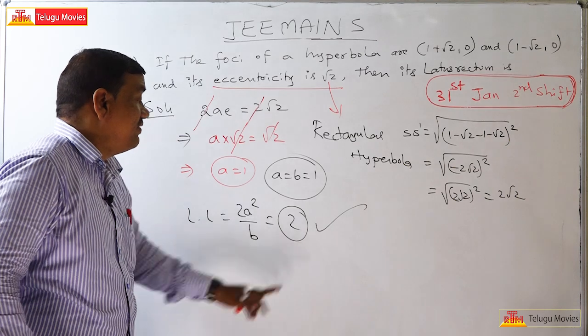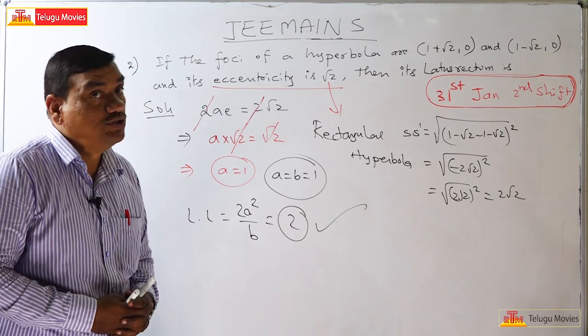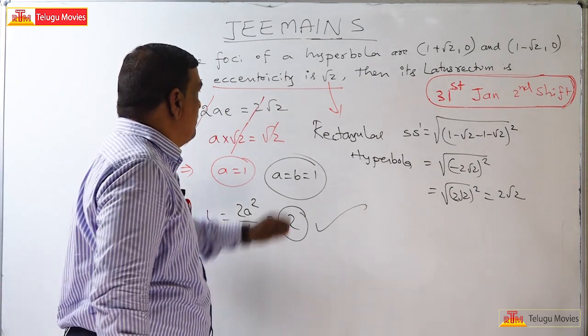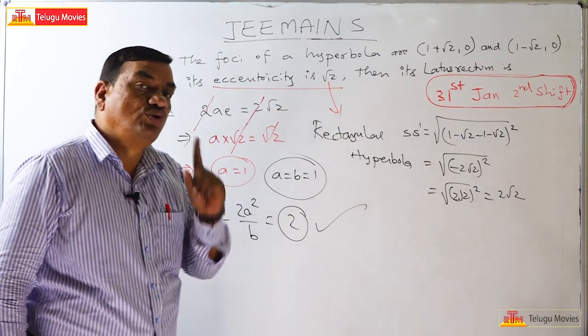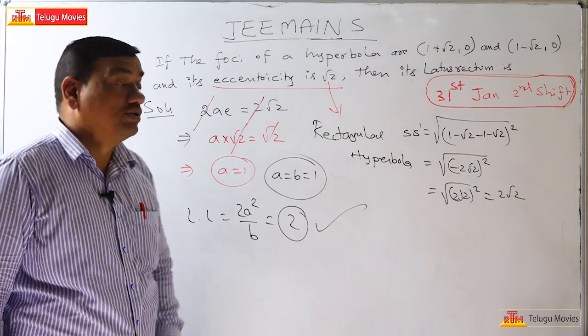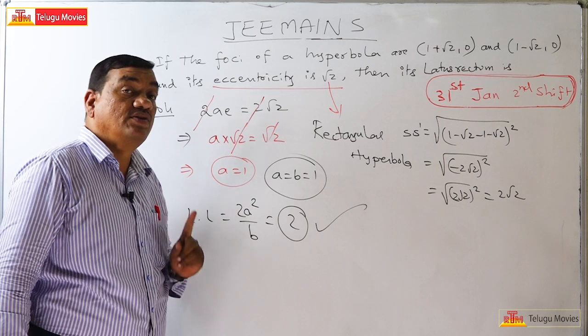A value 1, B value 1. The length of the latus rectum is 2. Okay now. Very easy problem. The thing you have to remember, whenever eccentricity is root 2 is given, immediately it is a rectangular hyperbola. So for a rectangular hyperbola, A value and B value are the same.